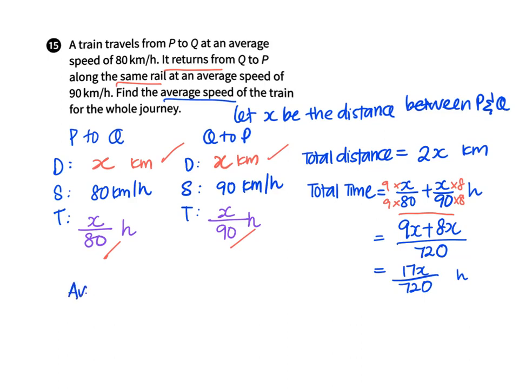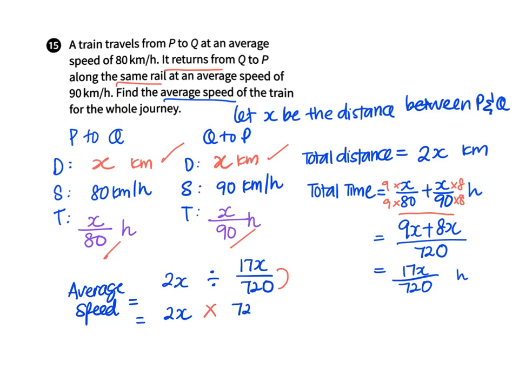So now to find the average speed, since there are a lot of fractions in this case, I shall write my answer as total distance over total time, 2X over 17X over 720. Now, what do we do when we change a division to multiplication? The fraction over here will swap position. So it will be 720 over 17X.